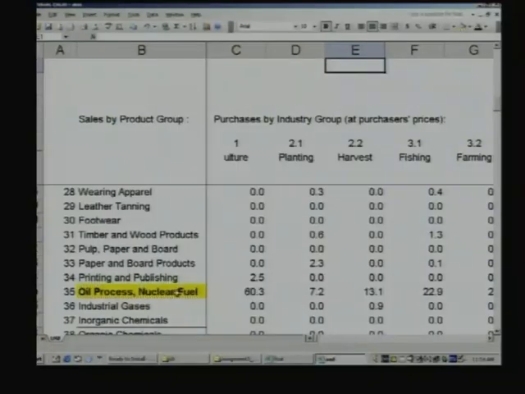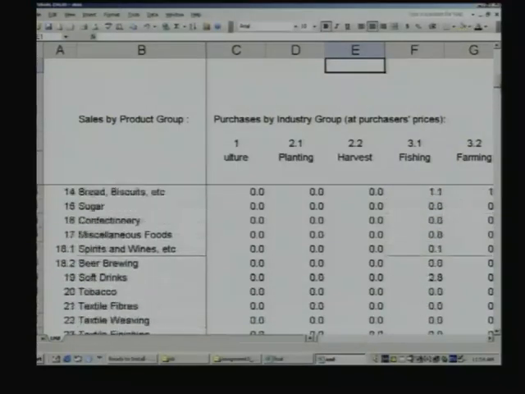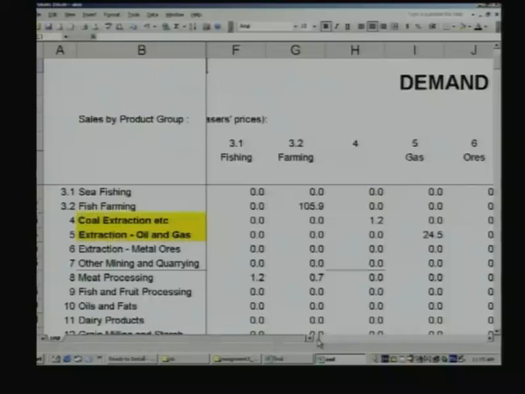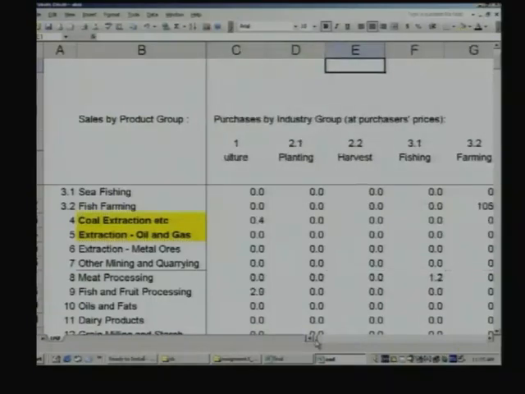Oil, process and nuclear fuel is an energy sector, and coal extraction and oil and gas extraction are also energy sectors. So, in this particular economy, the way they have compiled the data, they have categorized 4 energy sectors which are thus identifiable. And then when we do the analysis, these numbers have to be copied and pasted to a separate file which can be called into MATLAB, and then the further analysis can easily be done in MATLAB.